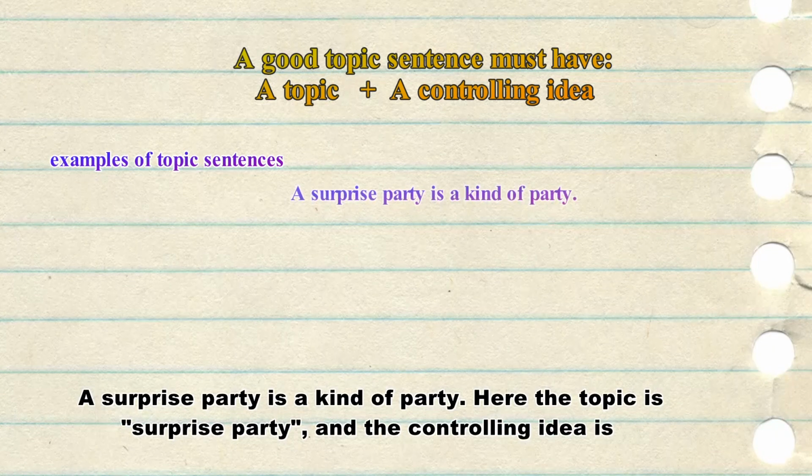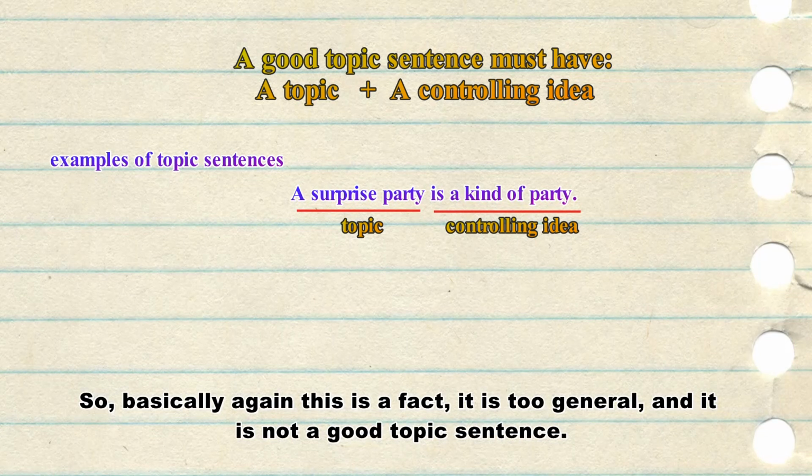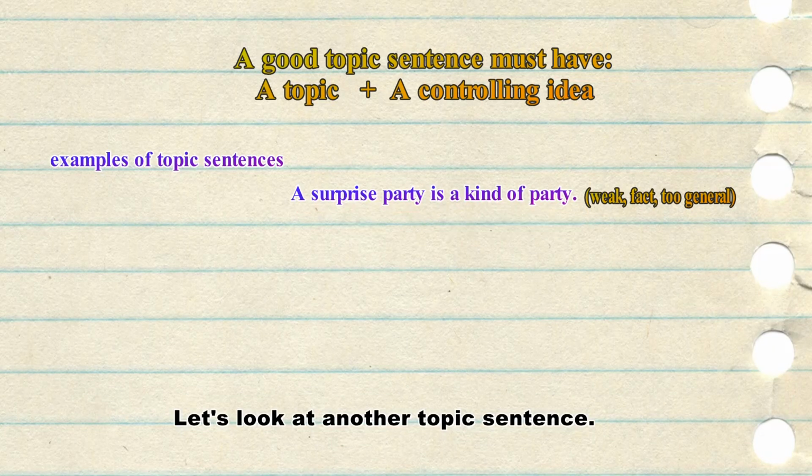A surprise party is a kind of party. So here, the topic is surprise party, and the controlling idea is a kind of party. So this is actually a fact. Everybody knows that a surprise party is a kind of party. So basically, again, this is a fact. It is too general, and so it is not a good topic sentence. Let's look at another topic sentence.